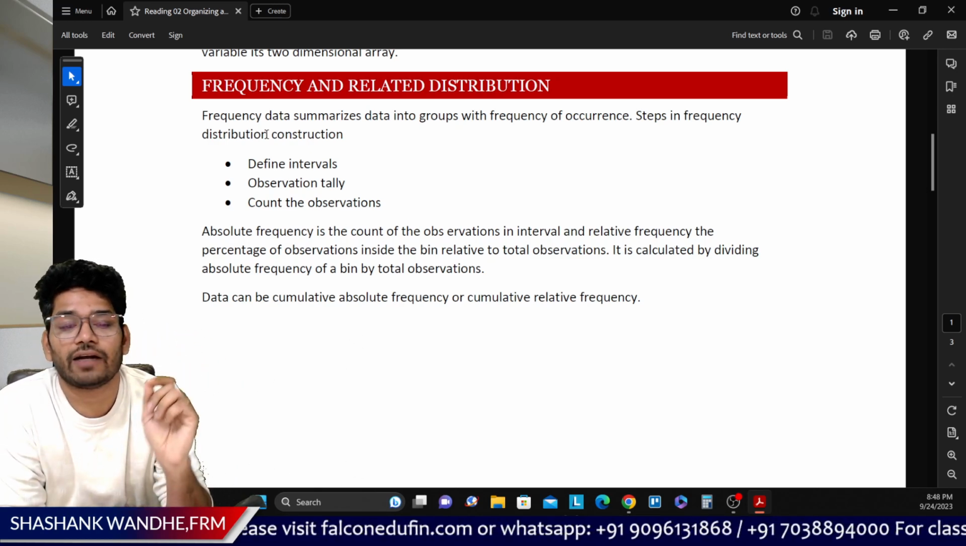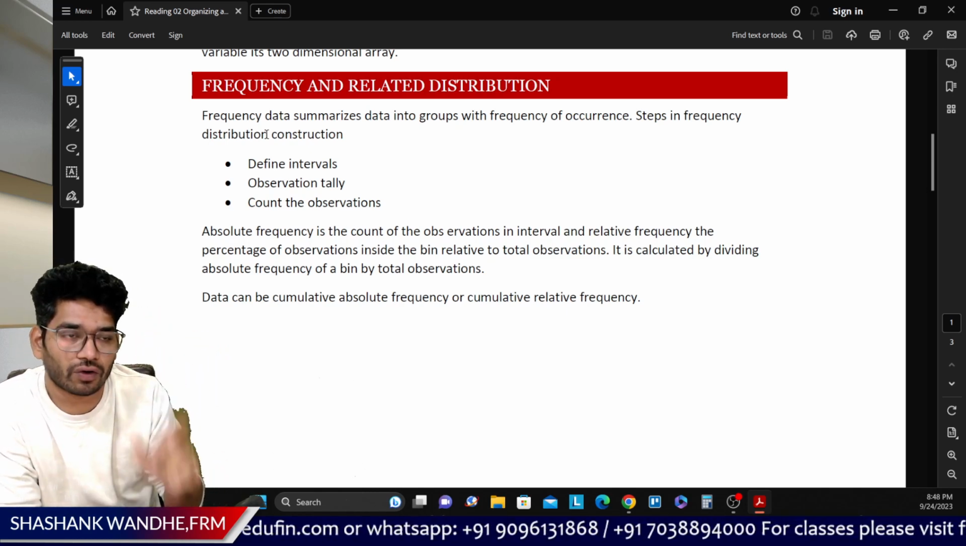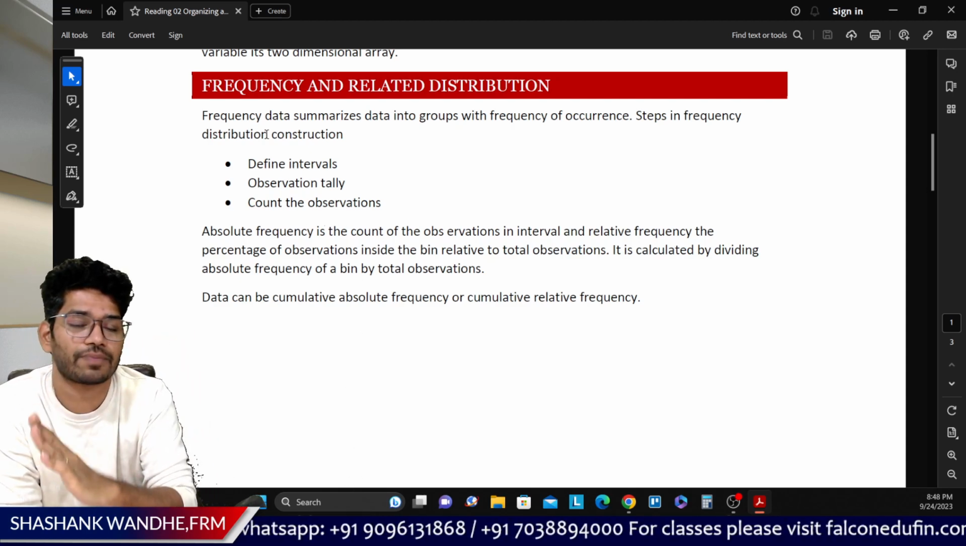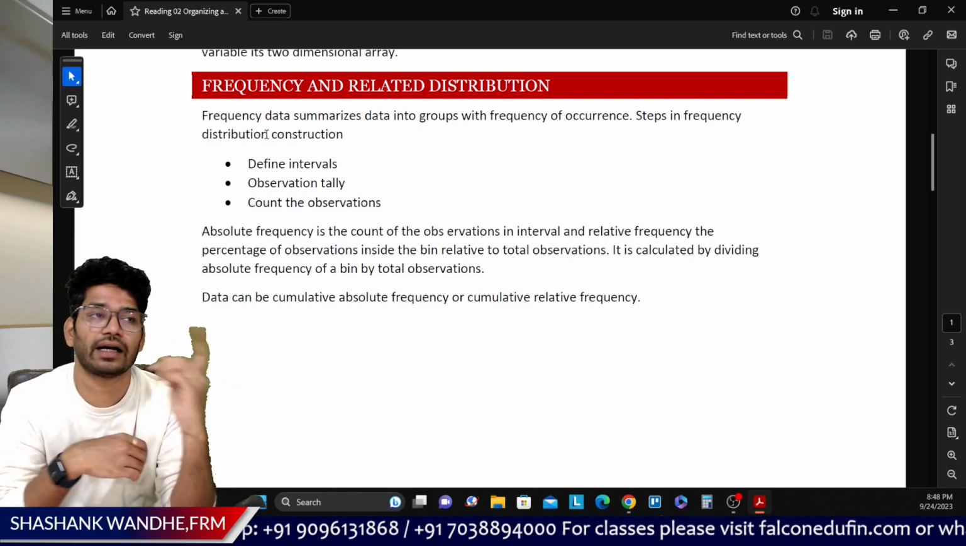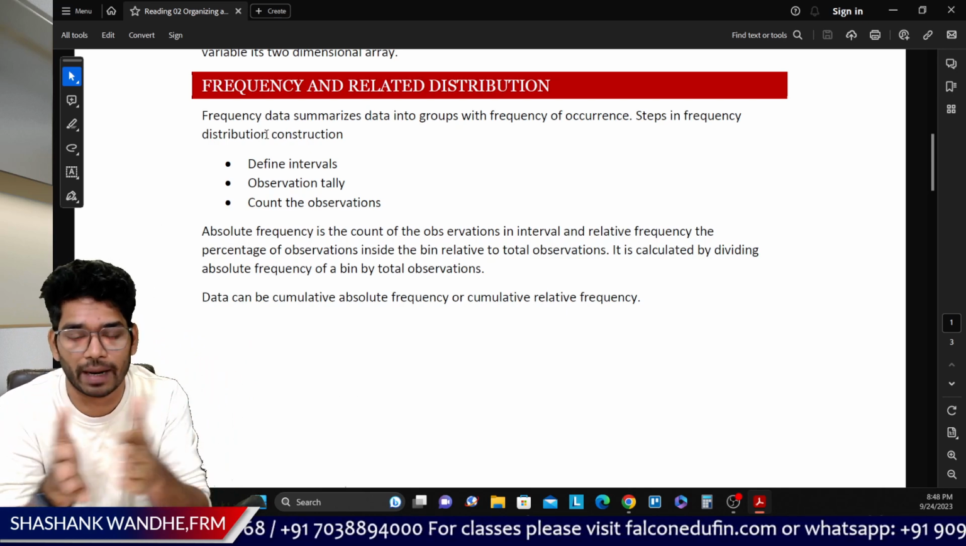On the other hand, relative frequency distribution is simply the percentage of observations out of total observations. So percentage of observations in that particular bin. So simple, the absolute frequency versus relative frequency. Relative frequency is in the percentage format. Absolute frequency is simply the number of observations format.